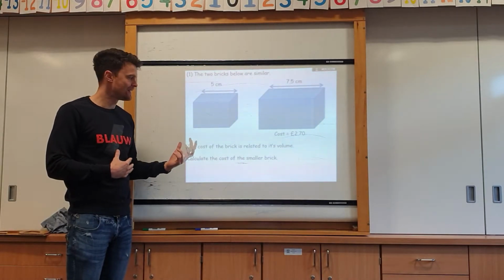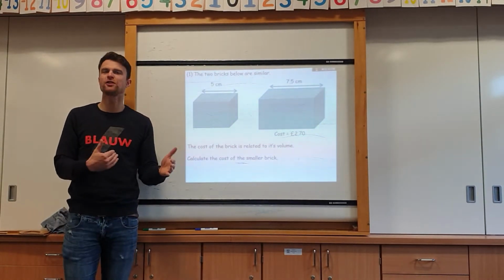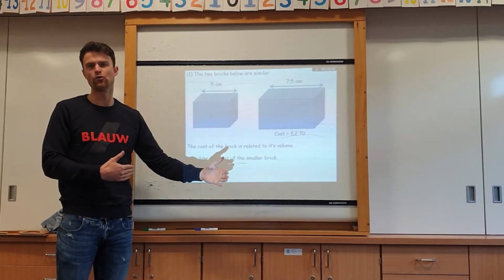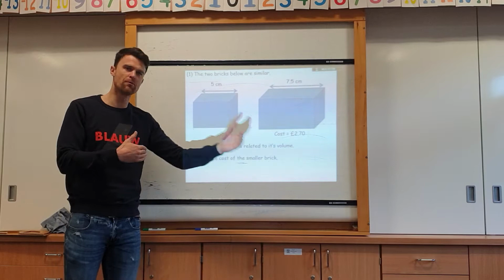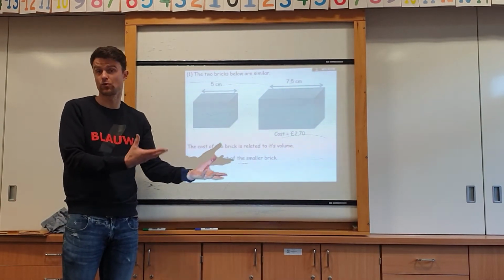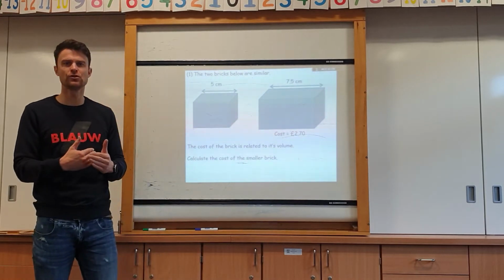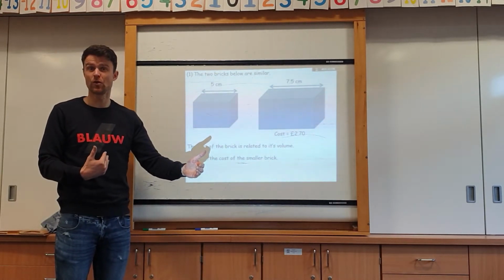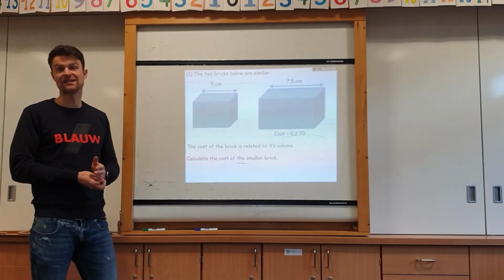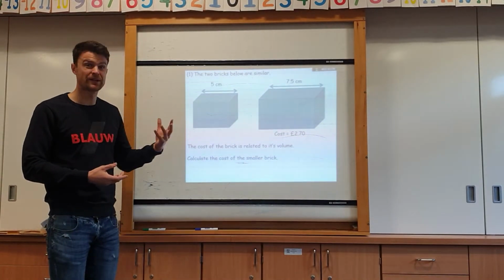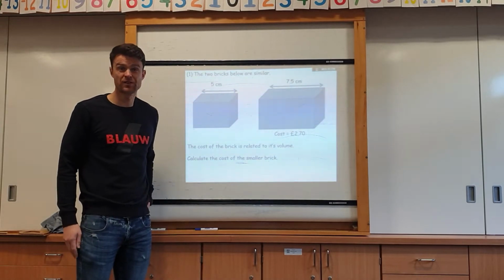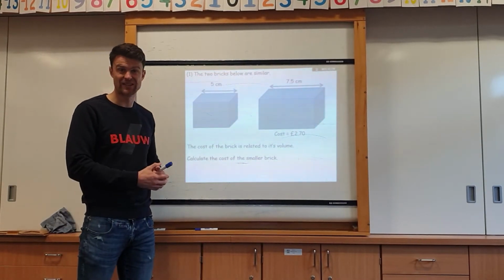Now, as you would expect, the cost of a brick would be related to its volume. The bigger the brick is, the more money you would expect it to cost because you're using more materials to make that brick. The less materials you use, the less it's going to cost, and that's what we're going to have to use here. To be honest, it follows the exact same pattern as it would if you were given a volume here. The only difference is we're not going to deal with volume, we're going to deal with cost, but you'll see that the maths is very, very similar.